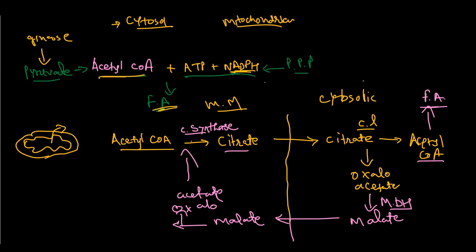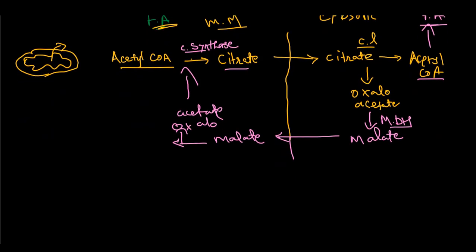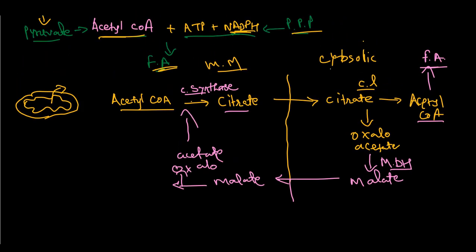This NADPH comes from the pentose phosphate pathway. That biochemical pathway provides the NADPH required for the synthesis. This is the simplest process of how fatty acid can be synthesized. Now we are going to talk in detail about how the acetyl-CoA and the NADPH form the fatty acids. The synthesis of fatty acid occurs in the cytosolic portion of the cell.